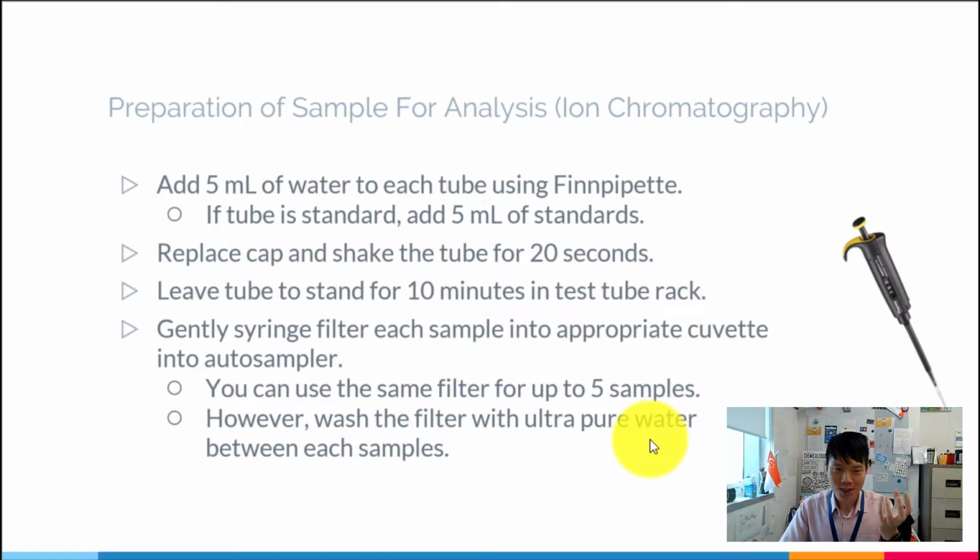You can use the auto sampler, or no, there's no auto sampler for UV, but now we are going to the ion chromatography here. Then you can use the same filter for 5 samples, but you should wash the filter with the ultra pure water between every sample.